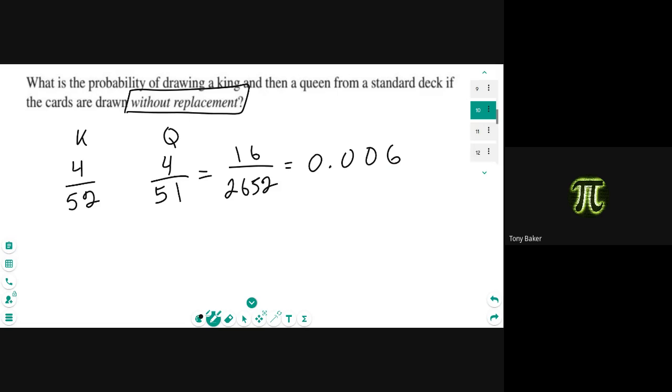What if I wanted to draw two queens? What's the probability of me drawing the first queen? That'd be 4 out of 52, right? What's the probability of me drawing the second queen? 3 out of 51. I have one less queen and one less card in the deck.